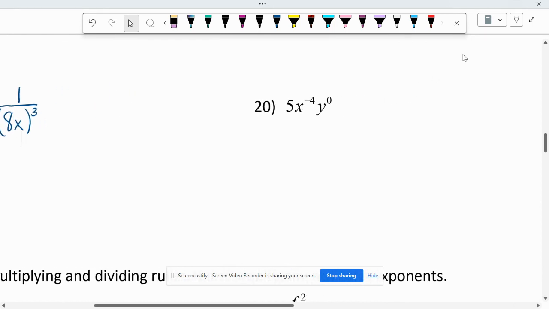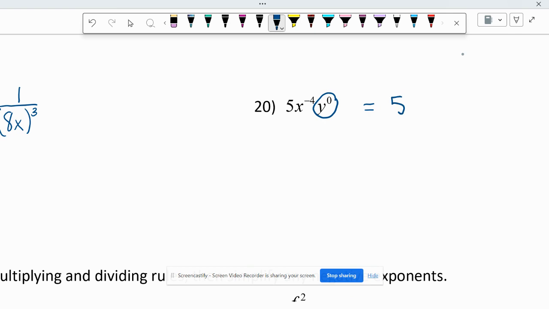So 5x to the negative 4, y to the 0. So what do you want to do first? Let's talk about this. What does this become? So this is the same thing as saying 5x to the negative 4 times 1. What is anything times 1? It's just that number, right? So I'm ignoring it. Who cares about the times 1? What do I have to do next?